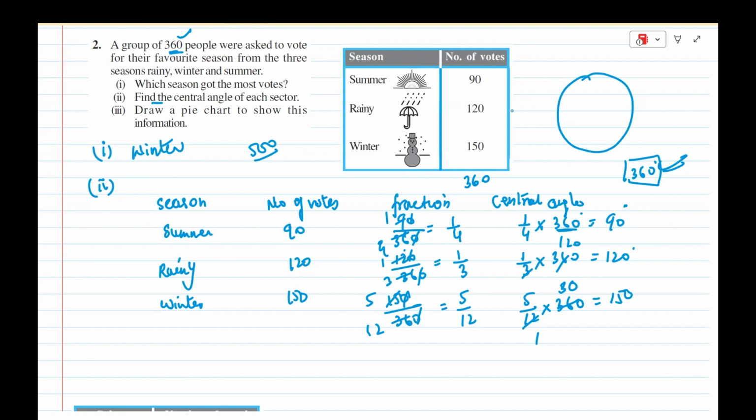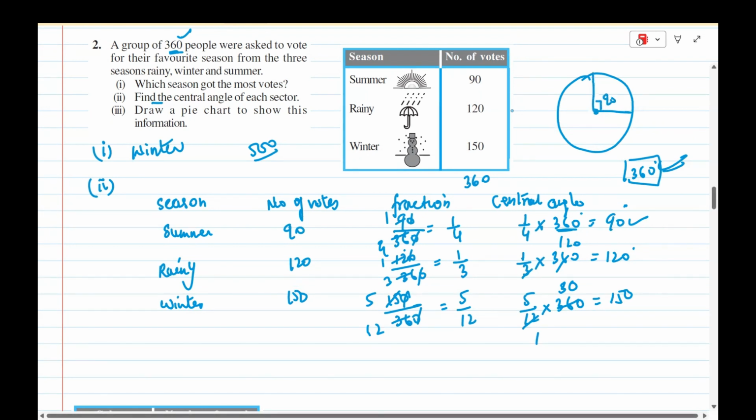So here I took a circle, suppose of radius 3 centimeter. Here I need to measure 90 degree. So keep the protractor here and suppose this is 90 degree. And this will denote what? Summer. Then I need to measure 120 degree. So from this line, this is your start line, from here up to 120 degree. So this has to be 120 degree. It is rainy. And then remaining, obviously, it is 150 degree. This one is winter.